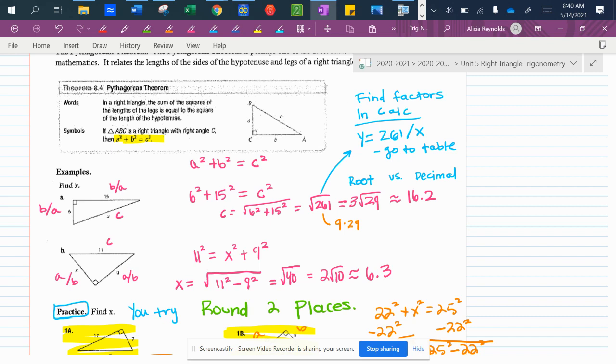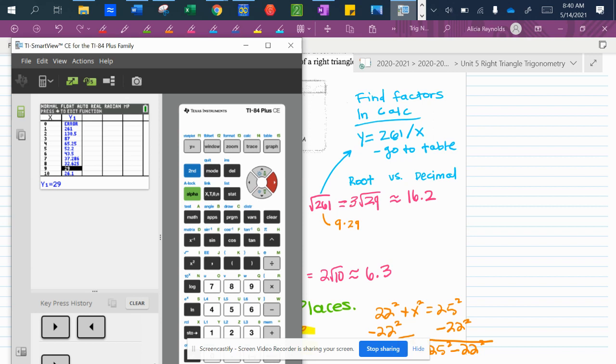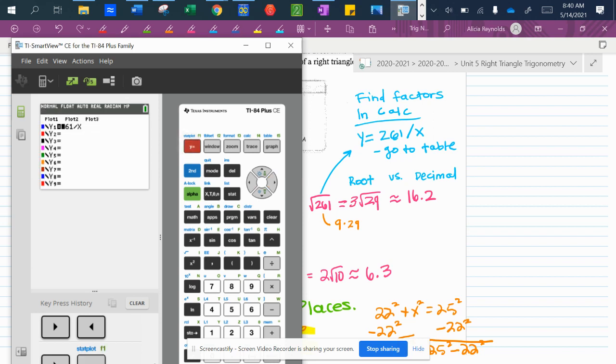So if you get stuck, or with those bigger 3-digit numbers, or really any number if you're just not sure, use the calculator and the table to help you find factors. Did everybody see how I did that? Whatever the number is, divide by x.